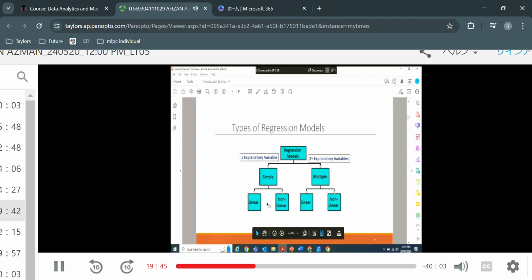Meaning that in your graph, as you learned in school, y equals mx plus c, is the line linear or non-linear? Linear, right? You get a linear line. So we are focusing more on the linear type, simple linear regression. Okay, so that is a little bit of explanation of these two types of regression modeling.